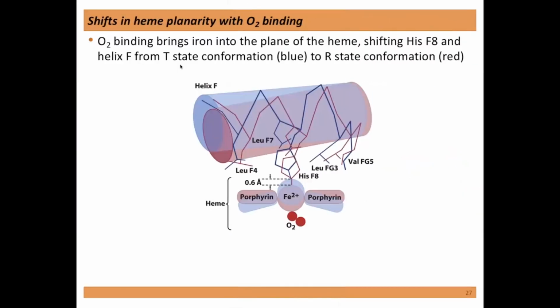Here's just another picture. This one's out of your book. And so you can see that the blue is the T state, again, the pucker in the porphyrin, and the F helix is further away. And as you bind oxygen, you go to this red or the relaxed state. The porphyrin's more planar, and that will drag this histidine. So everything in red is in the R state there.